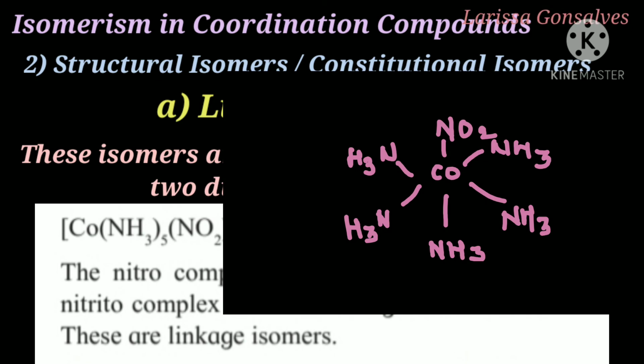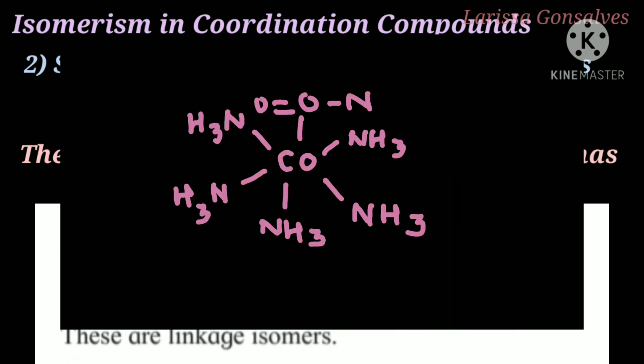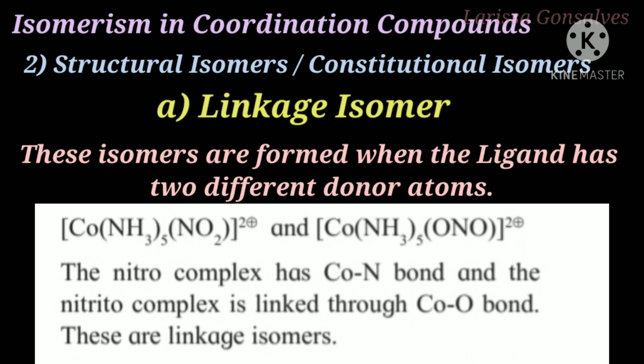The second example is [Co(NH3)5(ONO)] raised to 2+. You can see both examples are similar, but here the ligand NO2 is coordinated to the central metal ion through the oxygen atom, whereas in the first case the central metal ion is bonded to the nitrogen atom. So we can say that the nitro complex has the Co-N bond, and the nitrito complex is linked through the Co-O bond, and these are examples of linkage isomers.